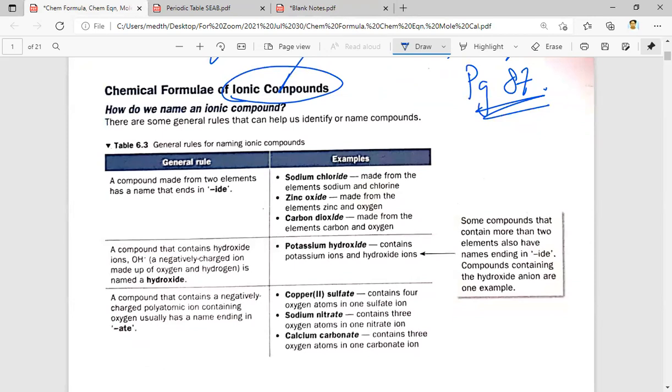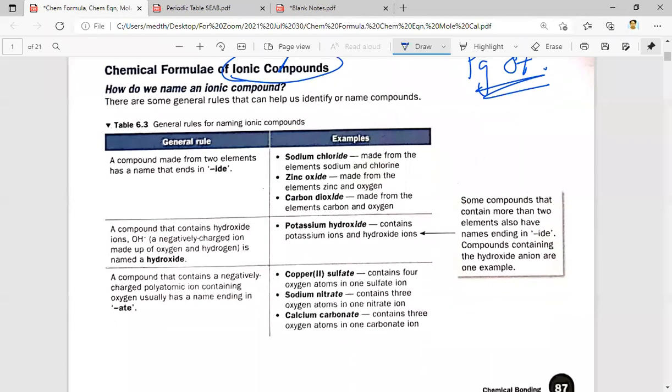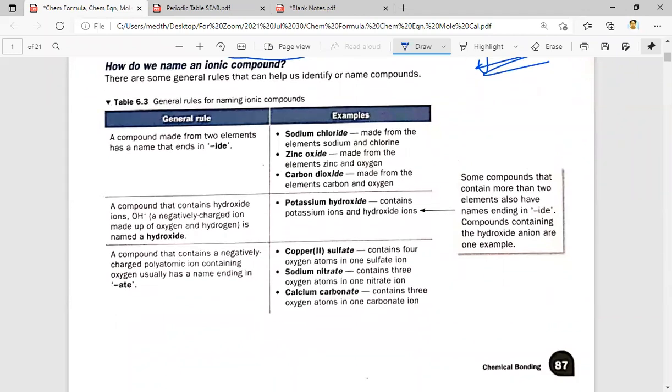Generally, let's start off with the naming. In terms of naming, I think most of you are very familiar with names. But the first thing I want to highlight is that compounds that are made from two elements will end with IDE. So sodium chloride, obviously you see there's the IDE there. This is made of sodium and chlorine, two elements only. Zinc oxide, with IDE, is made of zinc and oxygen. Carbon dioxide, carbon and oxygen.